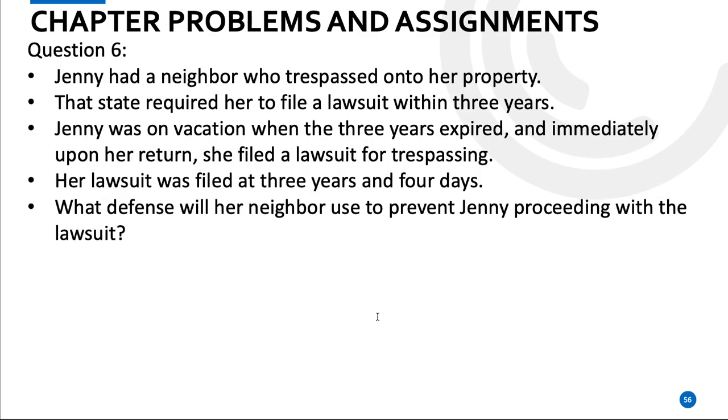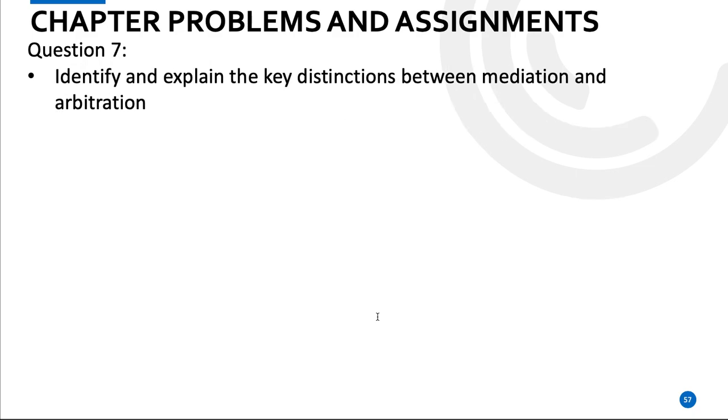Question 6. Jenny had a neighbor who trespassed onto her property. The state required her to file a lawsuit within 3 years. Jenny was on vacation when the 3 years expired, and immediately upon her return, she filed a lawsuit for trespassing. Her lawsuit was filed at 3 years and 4 days. What defense will her neighbor use to prevent Jenny proceeding with the lawsuit? Question 7. Identify and explain the key distinctions between mediation and arbitration.